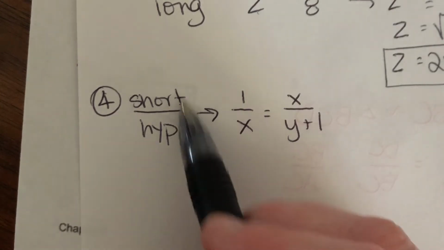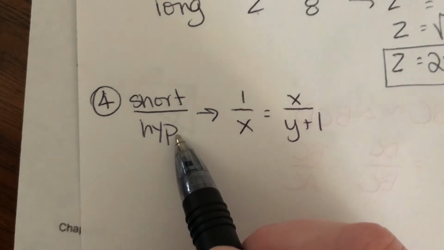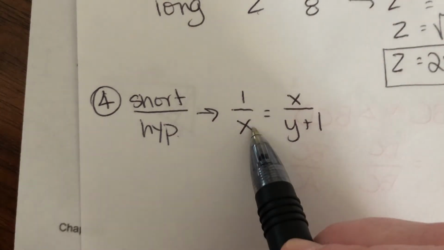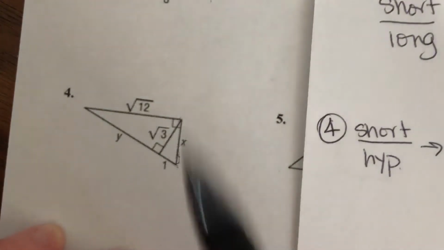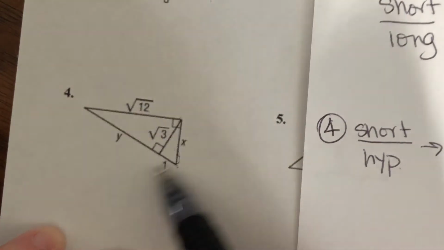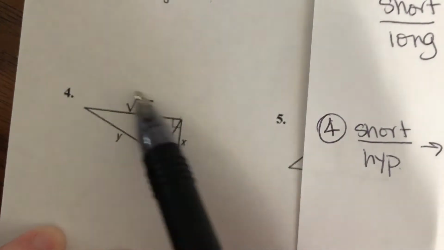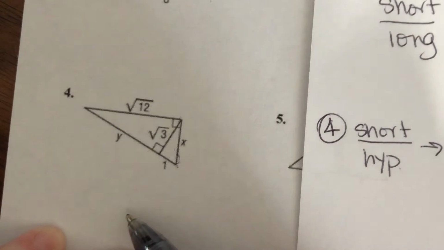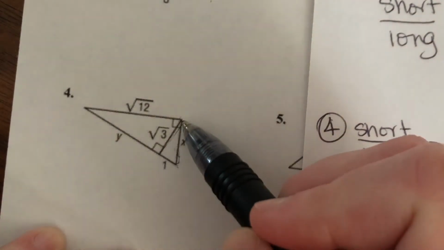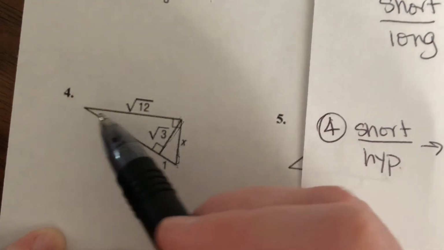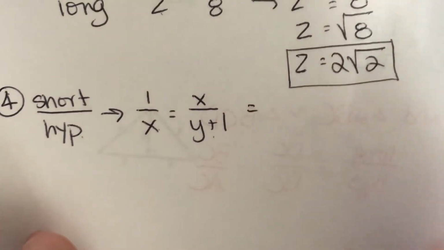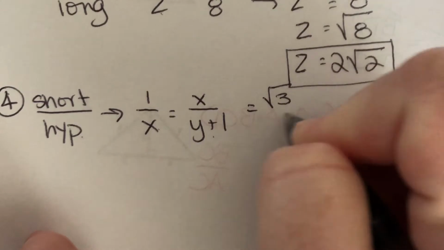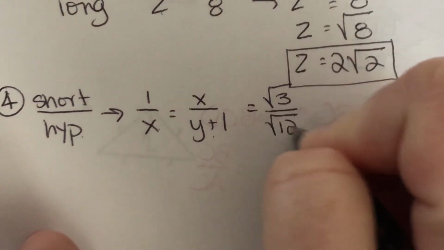But what are we looking at here? Short over hypotenuse, right? Short over hypotenuse, short over hypotenuse. Is there another triangle that has a short leg and a hypotenuse? I had this little guy. I had this whole big guy. What about this guy? What's the short leg and the hypotenuse? Square root of 3 over square root of 12. There are no variables in that. So I'm going to use that. The short leg over the hypotenuse is square root of 3 over square root of 12.